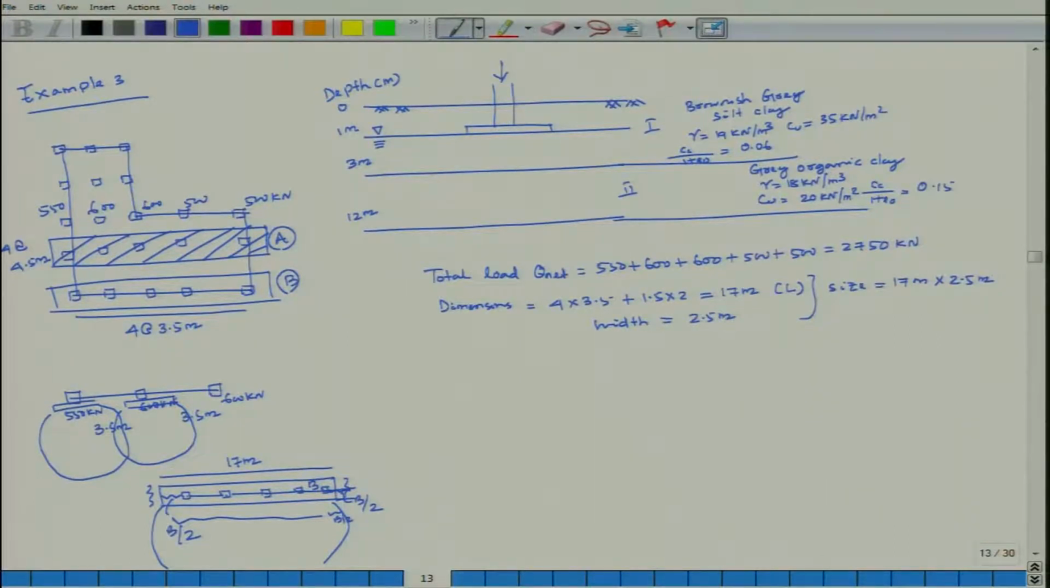Now, total load intensity is known. Now find out Q net. Q net is equal to 2750 divided by 17 into 2.5, which is equal to 65 kilonewton per meter square.